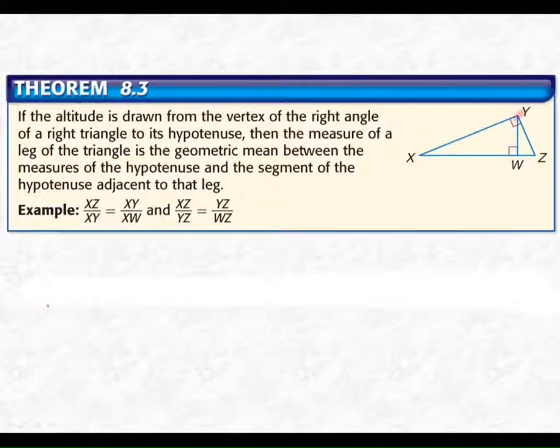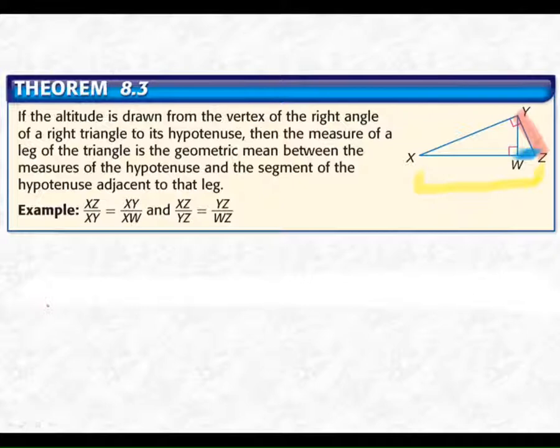If you wanted to find that leg of the triangle, you can find the geometric mean between the entire hypotenuse and the piece of the hypotenuse that touches that leg. So if I found the geometric mean between the yellow piece and the blue piece, that would be how long that leg is. Does that make sense? Kind of more complex here.